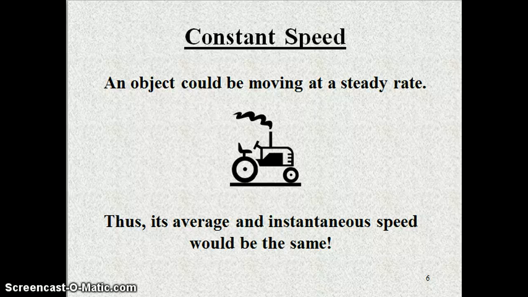An object can move at a steady rate, along at a constant speed, and if that's the case, its average and instantaneous speed would be the same thing, right? If you're always going 40 miles per hour, your average would be 40 miles per hour. It'd be like you getting an 80% on a test every single time. Your average for the course would obviously be 80 because that's all you ever got.